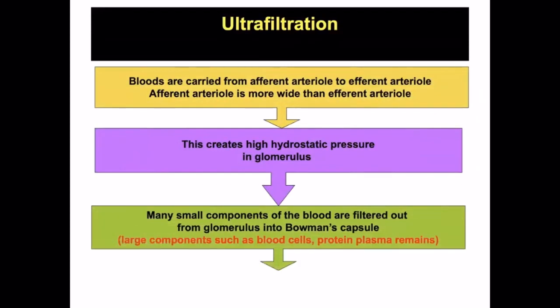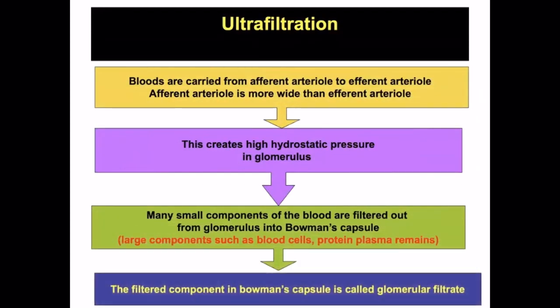Okay, so this is what I have taught you just now. That process is known as ultrafiltration. So this is the note for you. I hope you guys can copy this one. Basically, if you notice, it says that many small components of the blood are filtered out from the glomerulus to the Bowman capsule.